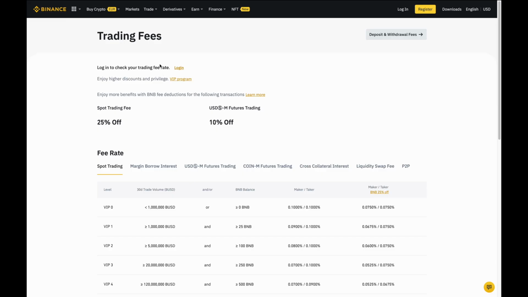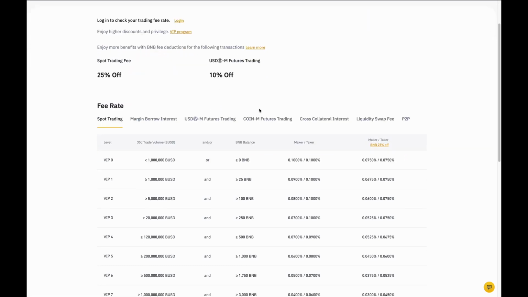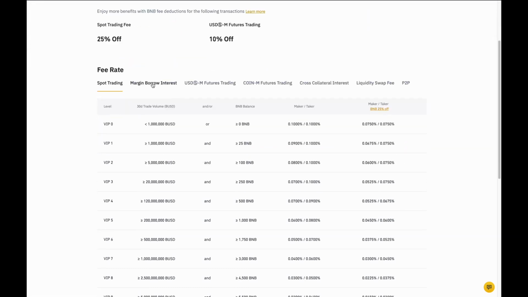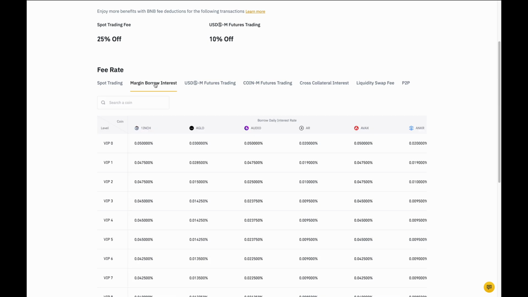This is Binance's trading fees table and they have different tabs. But if we go over here to margin borrow interest and we click on that, it'll tell you the daily borrow interest rate for all their coins. So for 1inch, AGLD, and so on and so forth. And over here are their daily borrow interest rates. So for Anchor, it's 0.02%, for AVAX, it's 0.05%, and so on and so forth.